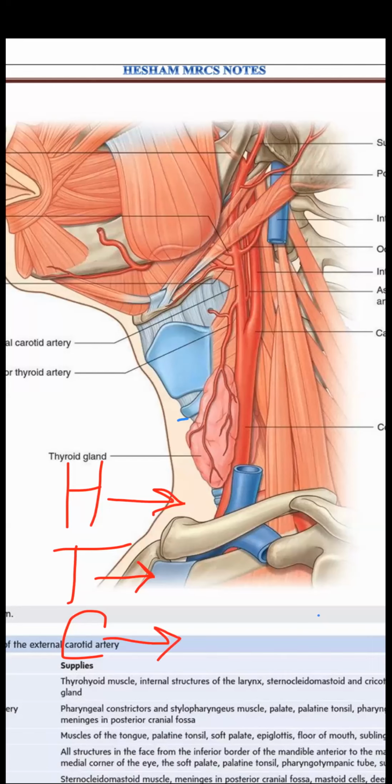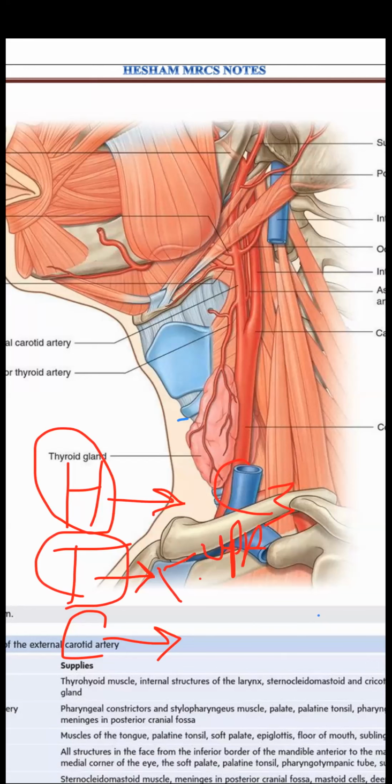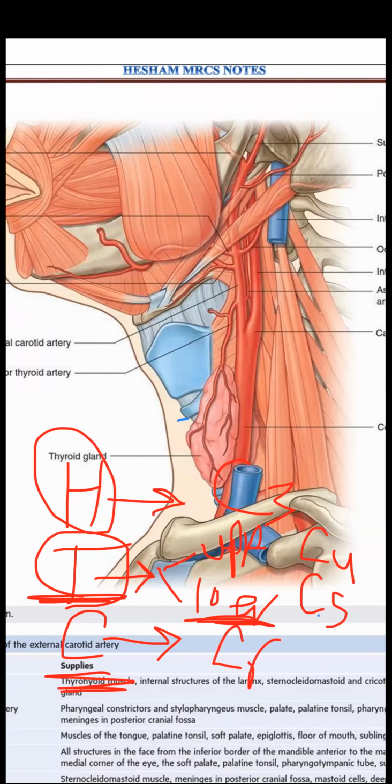The hyoid bone is found at level C3. Thyroid, I have an upper border and a lower border. The upper border of the thyroid cartilage is at C4. The lower border of the thyroid cartilage is at C5, while the cricoid is at C6. So keep this: 3, 4, 5, 6. This is HTC: hyoid, thyroid, cricoid. The upper border of the thyroid cartilage is C4.